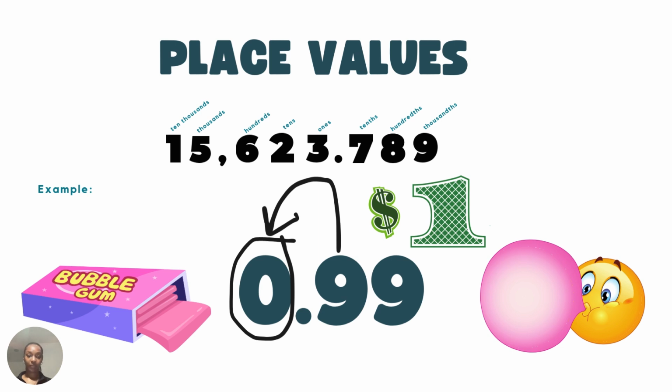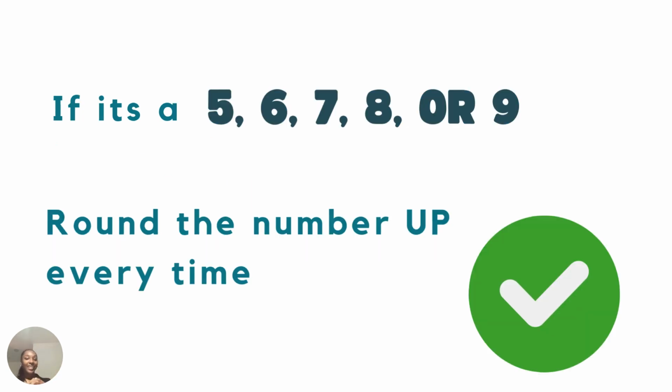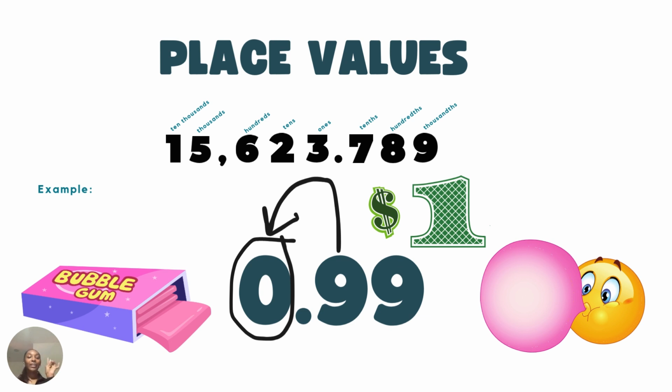So let's look at some rules that help us remember how to round a number up. Here's a little song that I like to go by. Whenever you are rounding to the nearest place value, if it's a 1, 2, 3, or 4, don't you round anymore. If it's a 5, 6, 7, 8, or 9, round the number up every time. Just like with the 99-cent piece of gum, because the number right behind the 0 was a 9, we round that 0 up to a 1 in order for it to be a dollar.